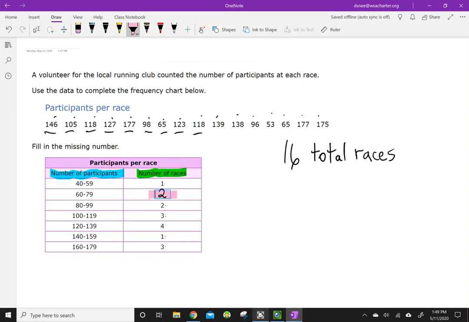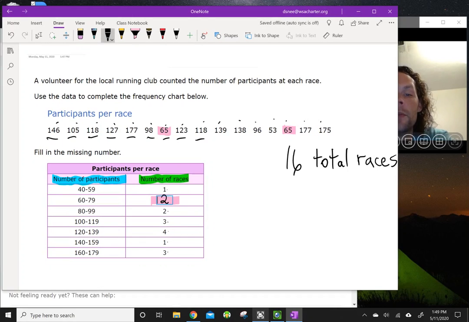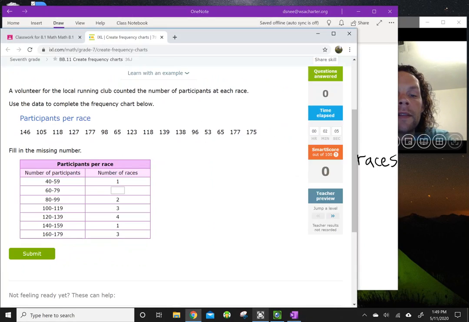So I'm going to go up to my list and find all the values that are in between 60 and 79. There's one and there's another one. And we confirm that 2 is the total. So I'm going to make this small, go back into the IXL and put a 2 in there. I'm going to move on.